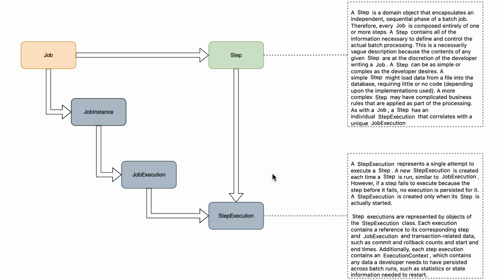Each execution contains a reference to its corresponding step and job execution and transaction-related data, such as commit or rollback counts and start and end time. Additionally, each step execution contains an execution context, which contains any data a developer needs to have persisted across batch runs, such as statistics or state information needed to restart.